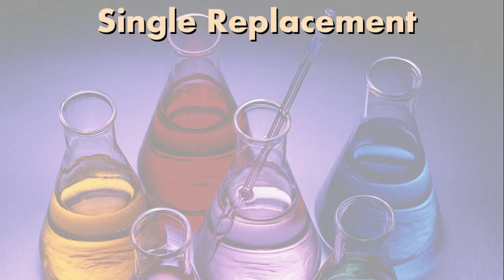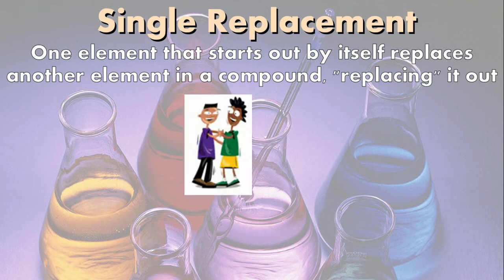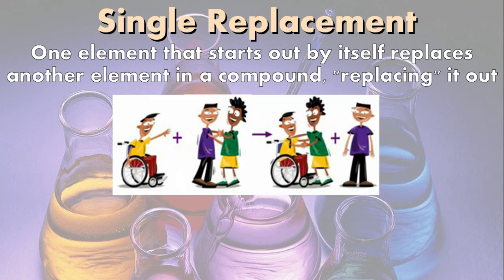Now let's have the single replacement. In a single replacement, one element that starts out by itself replaces another element in a compound. Let's have this analogy. Let's say there are two friends dancing, but one person wants to dance too. So the guy in green will dance with the guy in the wheelchair, leaving the other guy alone.